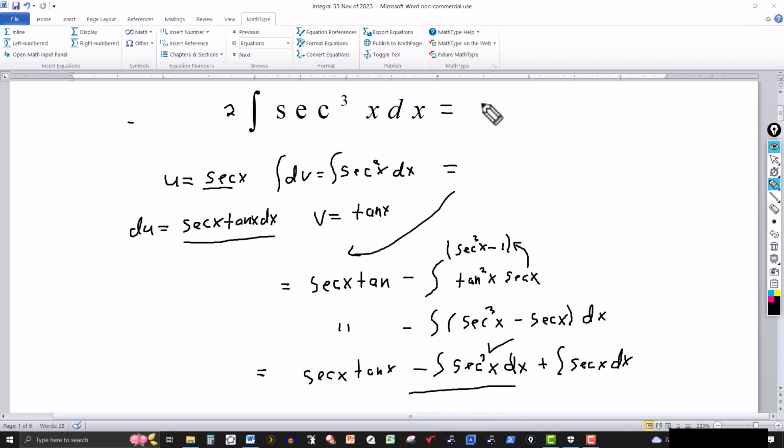So this then becomes secant of x tangent of x, and I still have an integral on the right side, the integral of secant of x dx. So from this step here, we go to this one over here. Like I said, adding the integral of secant cubed of x to both sides puts a 2 right over here.